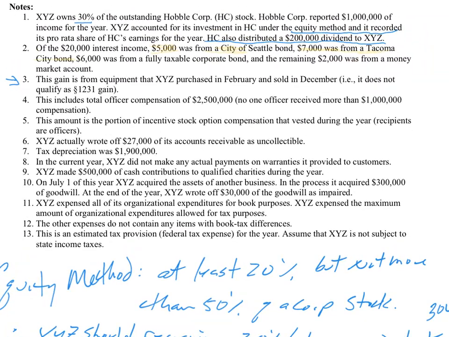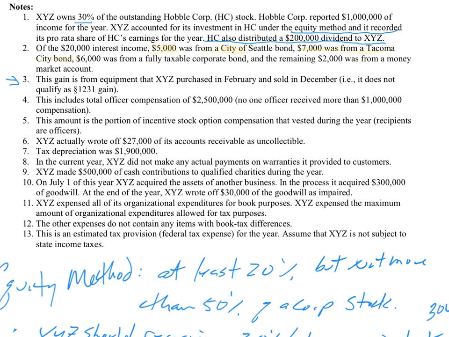All right. And so item 4 says that this compensation includes total officer compensation of $2.5 million. No one officer received more than $1 million in compensation. Well, why do we care? Well, we care because there's this thing called reasonable compensation from a tax perspective. And what reasonable compensation says is that you cannot deduct, you can pay a corporate officer as much as you want, but you cannot deduct for tax purposes more than $1 million per each officer, okay?